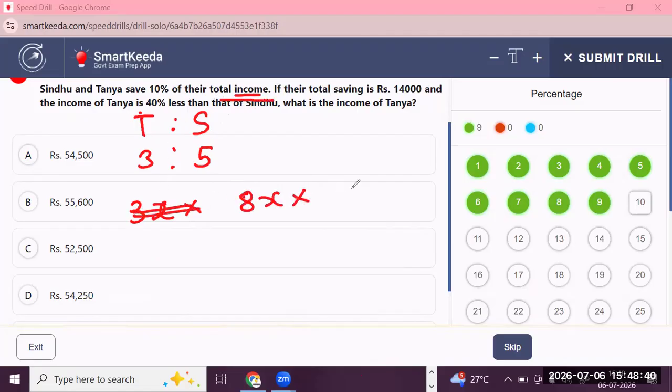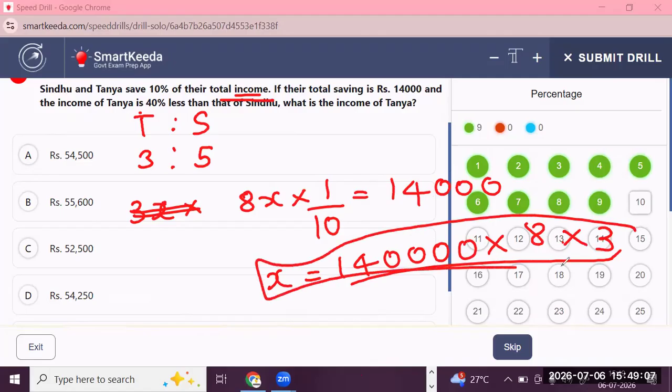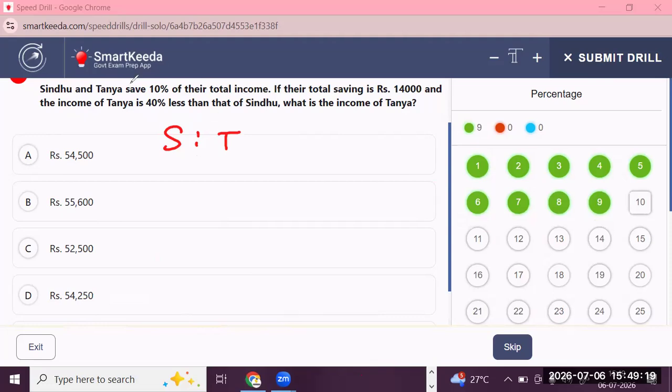Total income 8x है, उसका 1/10 सेव करते हैं विच इज इक्वल टू 14,000. तो x is equal to 14,1,2,3,4 multiplied by 8. What is the income of Tanya into 3? ये lakhs में आ रहा है. Each नहीं देना ना, each Sindhu and Tanya save. Each saved, if it is written each saved, so it will have been much more easier.